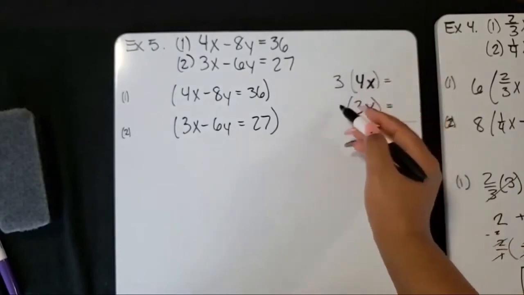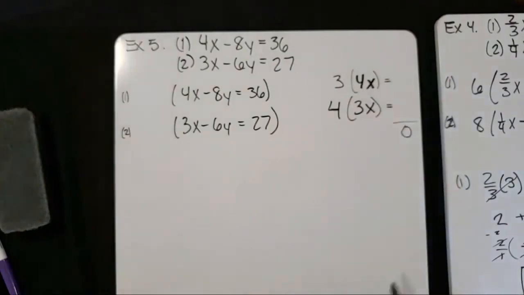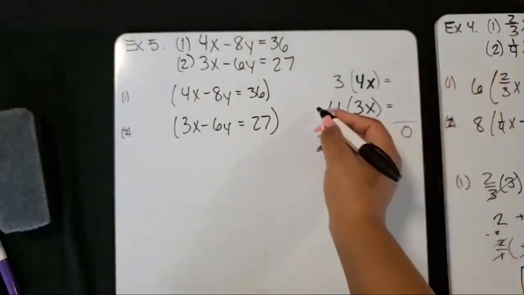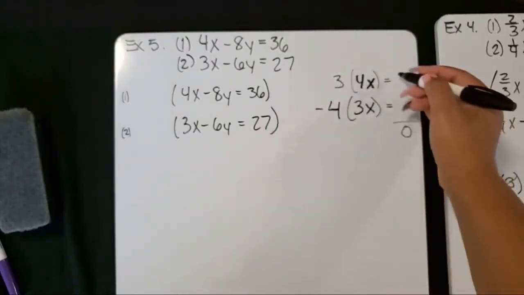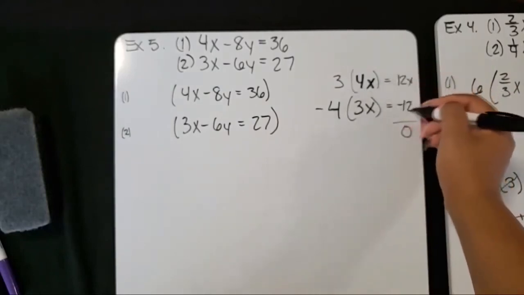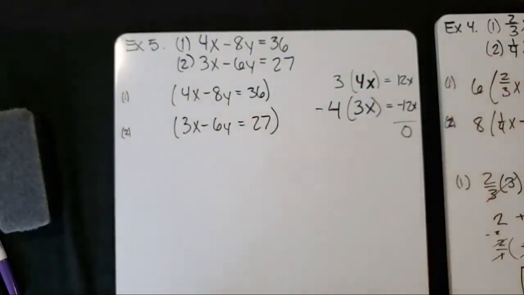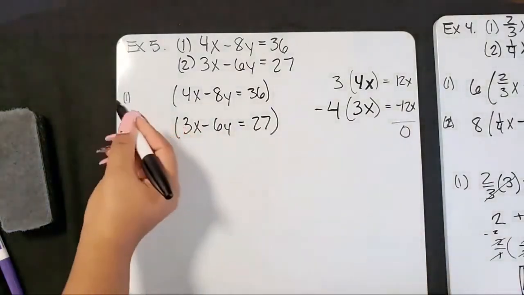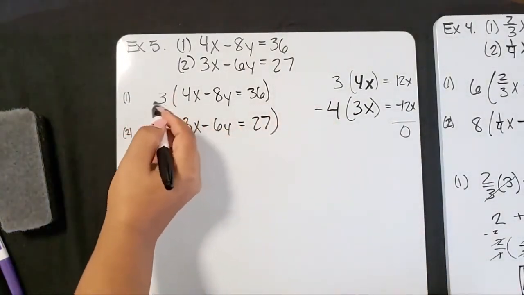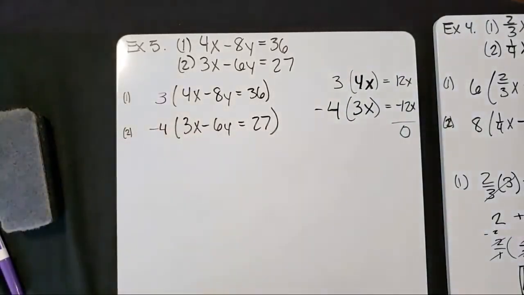If we look at the 4 and the 3, if we multiply this one by 3 and this one by 4, we'll get 12x, but one would have to be the opposite. So let's say we do this one by 3 and this one by negative 4. We'll get 12x and negative 12x, which will be 0, which is what we want. So we're going to take our first equation and multiply everything by 3, and our second equation and multiply everything by negative 4.